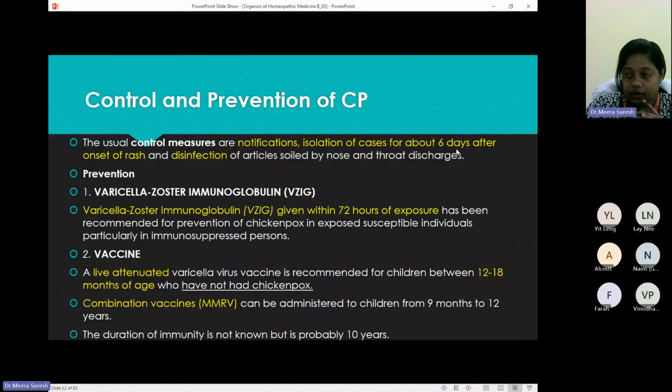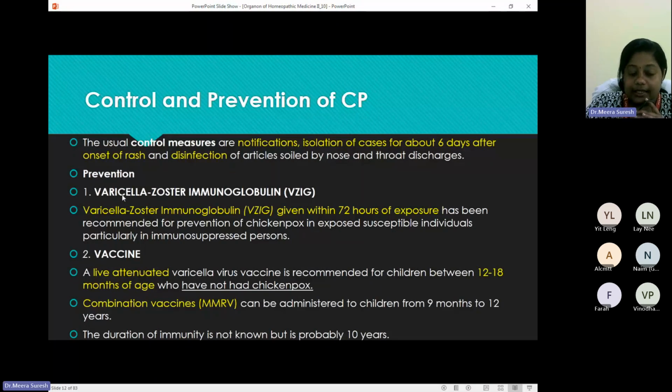Then isolation of the patient for about 6 days after onset of the rash, because during those 6 days, when the rashes are going through their different stages until the scab formation and it falls off from the body, the patient can actually transmit the disease to another person. So isolation is very essential, and also disinfection of all the things that are being used by him.